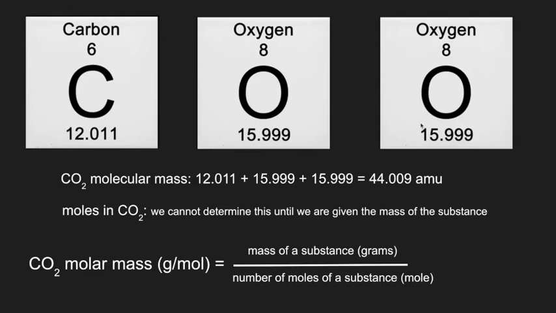Now, let's take a look at this example. Carbon dioxide. Its molecular mass would be the sum of all of its constituents. So if we add up these, we get approximately 44 atomic mass units. Now, we can't determine the moles in carbon dioxide until we are given the mass of the substance. Recall that it's essentially the number of atoms in a substance divided by Avogadro's number. So we can't actually figure that out yet. And the molar mass, I've presented this, we can't actually get that until we have the moles in carbon dioxide, which is, as we previously stated, we can't get it.